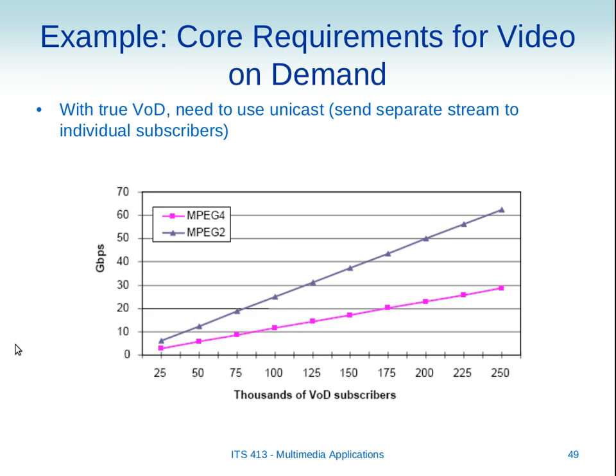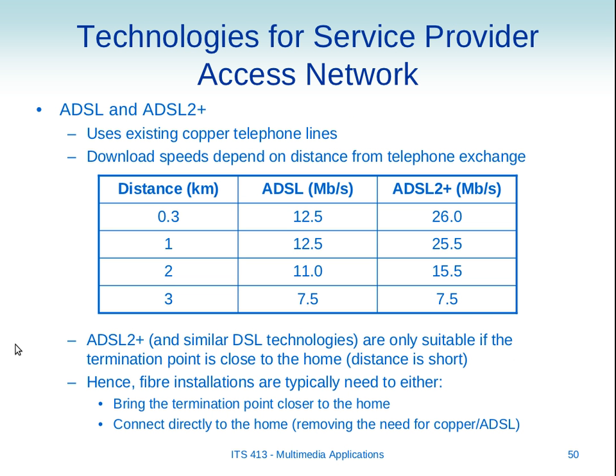What about the access network? Some options we have. So the access network is, say, from your home to the ISP's core network. We've mentioned some different options. We've got ADSL and ADSL2 and ADSL2+. We know ADSL uses copper telephone lines. That's an advantage. We use the existing network infrastructure. Some typical speeds that we can achieve with both ADSL and ADSL2+. Note that it depends upon the distance you are from the exchange.